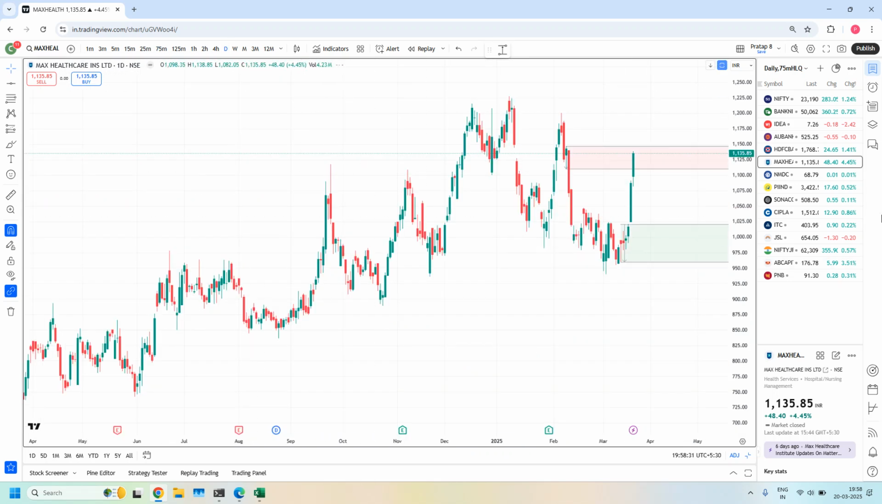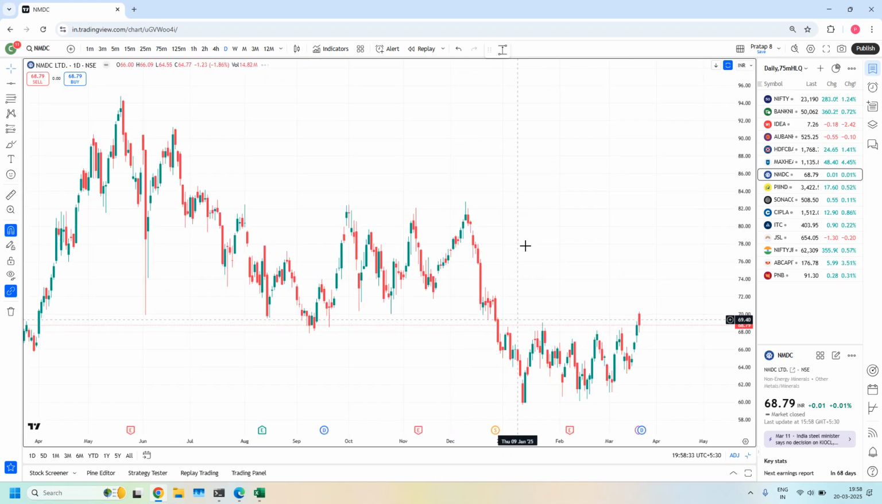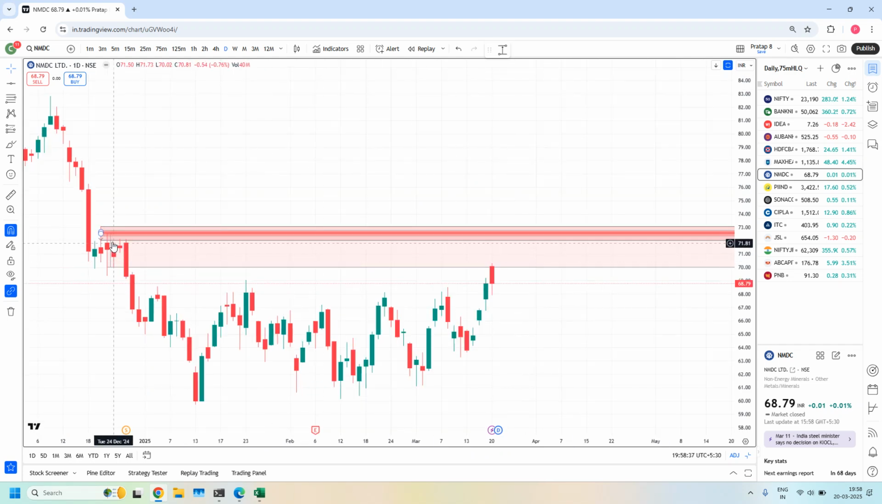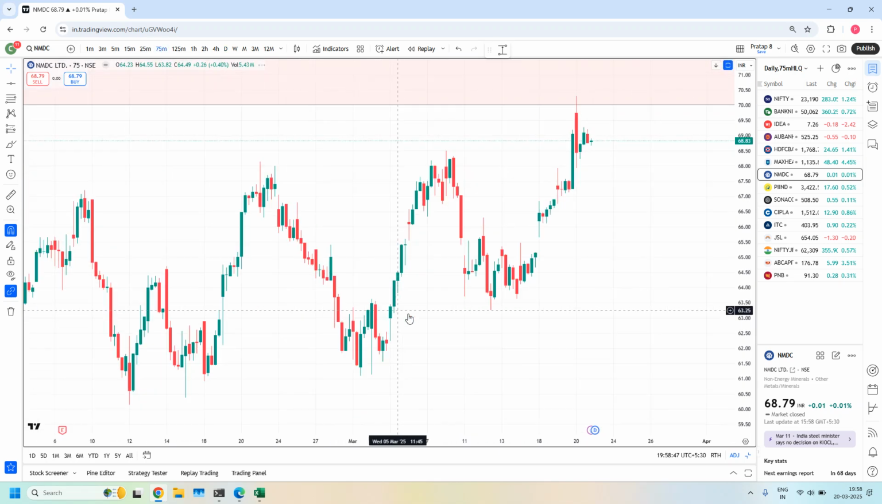Okay. And next one is NMDC. Here we have a fine-tuned 5-minute zone, but that is at the distal line, that is a lower time frame zone horizon. We have a 75 minutes horizon.